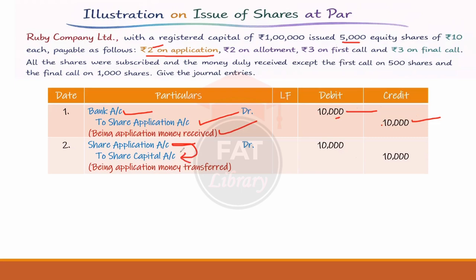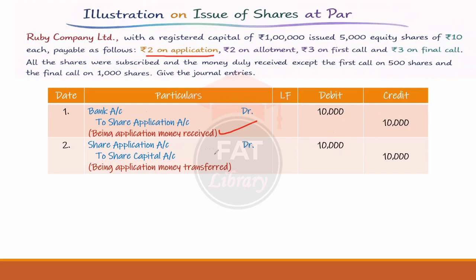So now for that we are going to give the entry. For the application stage, two entries: one for receiving the money and one for transferring that money to share capital. Only two. The money whatever we have received, we are transferring to the share capital account. This is clear.